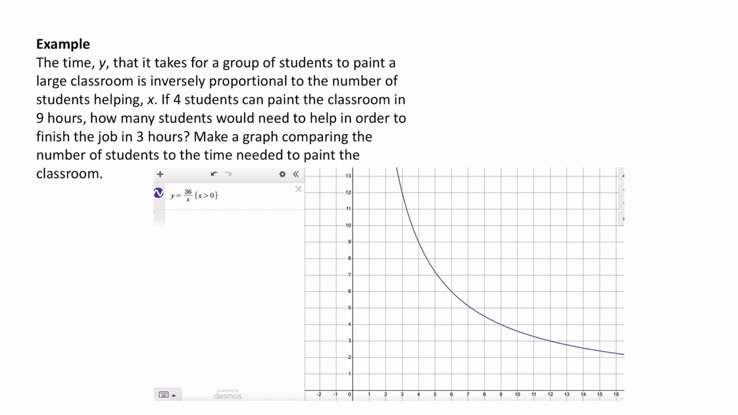And you can see that this is the shape of the graph. Okay, so when we have inverse variation, we have a rational function. So that's why the graph looks curved like this. Inverse variation is a rational function.